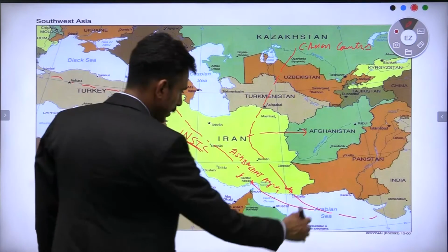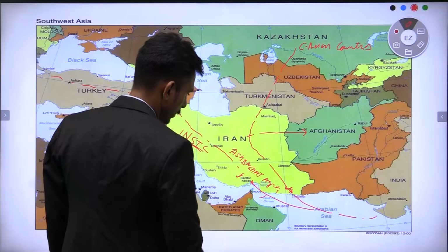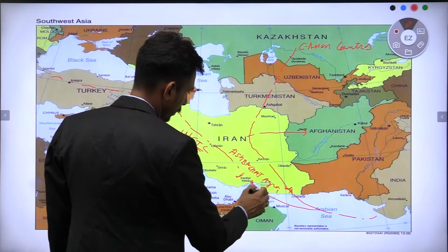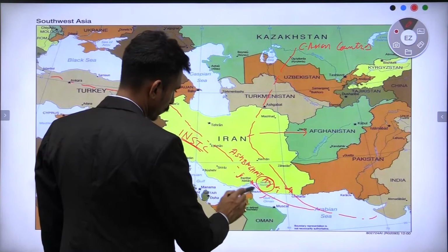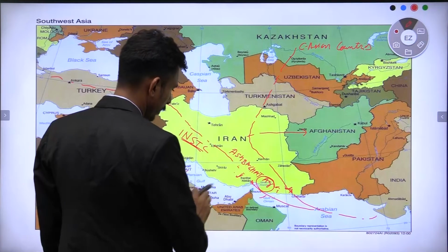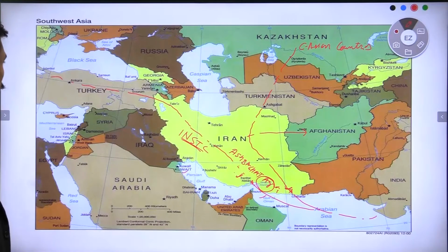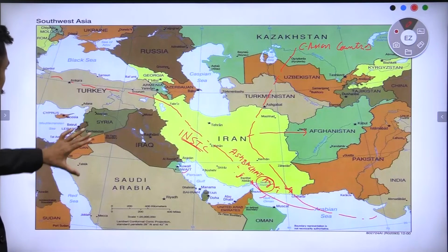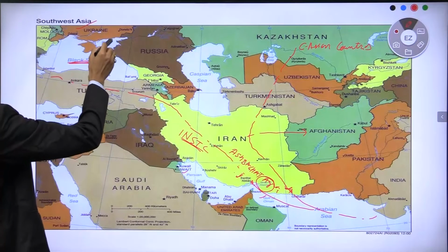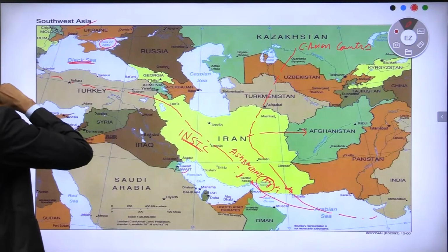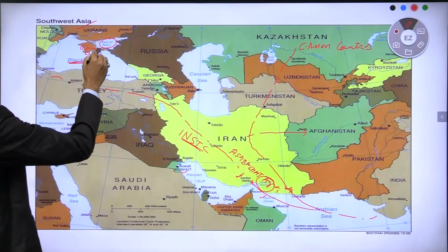So guys, here we can see the Arabian Sea, this is the Persian Gulf, this is the Gulf of Oman, and this is the Strait of Hormuz. They may ask you what the Strait of Hormuz connects: it is a narrow passage of water between Iran and UAE, or Iran and Oman. See guys, here you have Ukraine, the Black Sea, and this narrow passage of water is called the Sea of Azov. This is again Crimea, which was annexed by Russia in the year 2014.